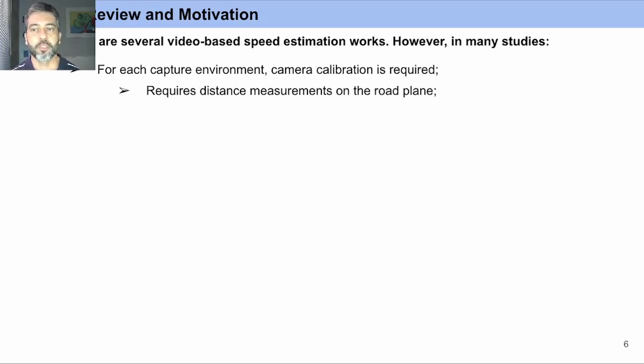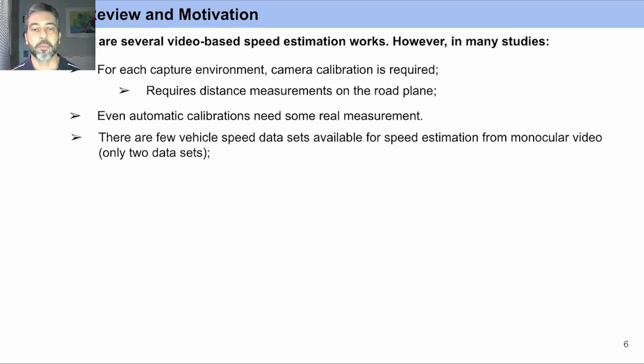The major limitation of current works is that for each environment, camera calibration is required to calculate speed in terms of actual measurement values, for example km per hour, rather than pixels per frame. Then, for each environment in which the estimation will be performed, it's necessary to obtain some distance reference on the road to be used as an input for calibration. Even automatic calibrations need some real measurement, which in this case is the assumption that all vehicles have roughly the same length. The vehicle's average dimension is used as a real-world reference to obtain a scale factor to compute the real vehicle speed. There are only two datasets of vehicle speed measurement publicly available.